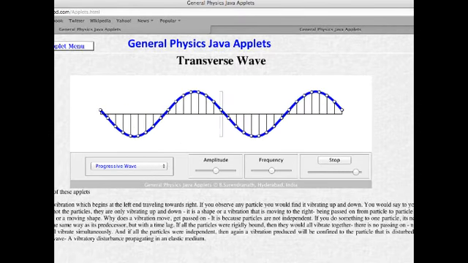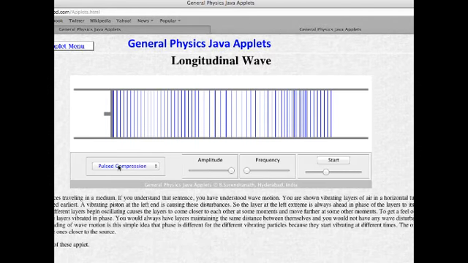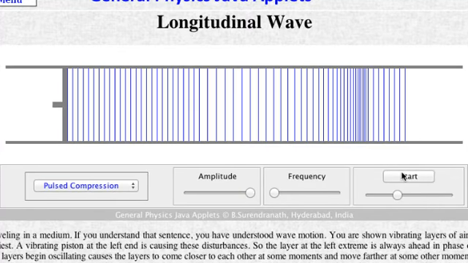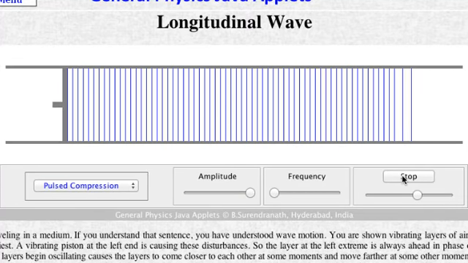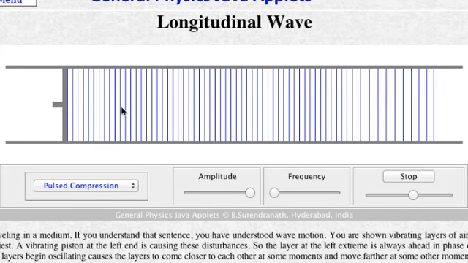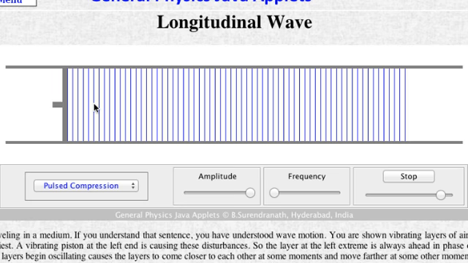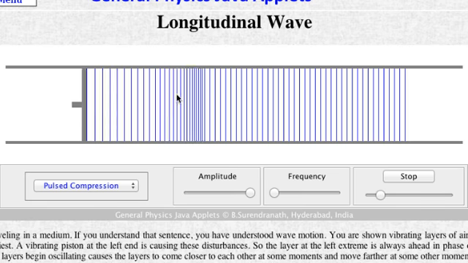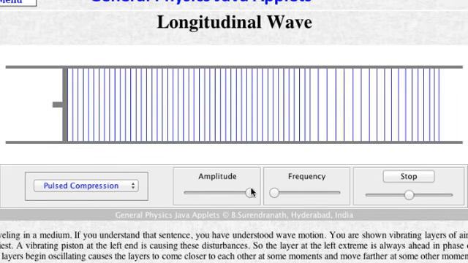We can take a look at compressional waves. Let's look at a pulse first. Again, this is just a single compression, and you can see it's moving from left to right. Here it comes along the path.